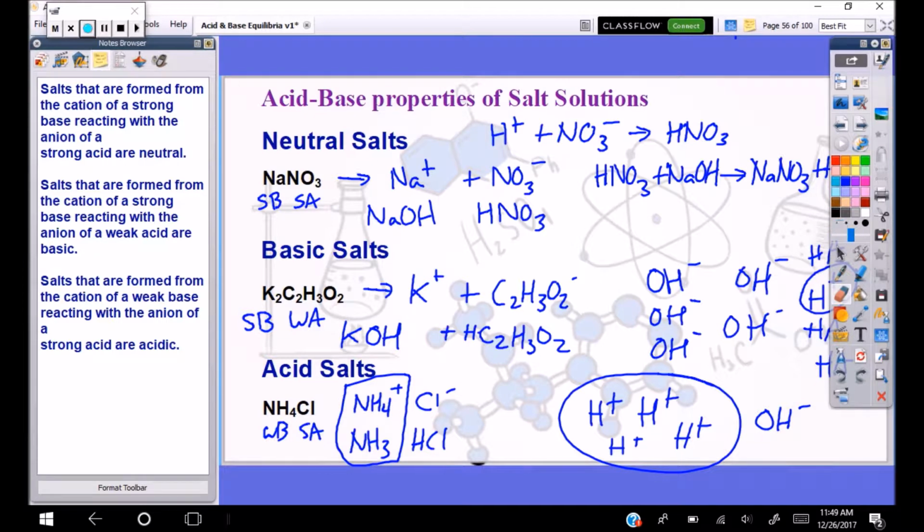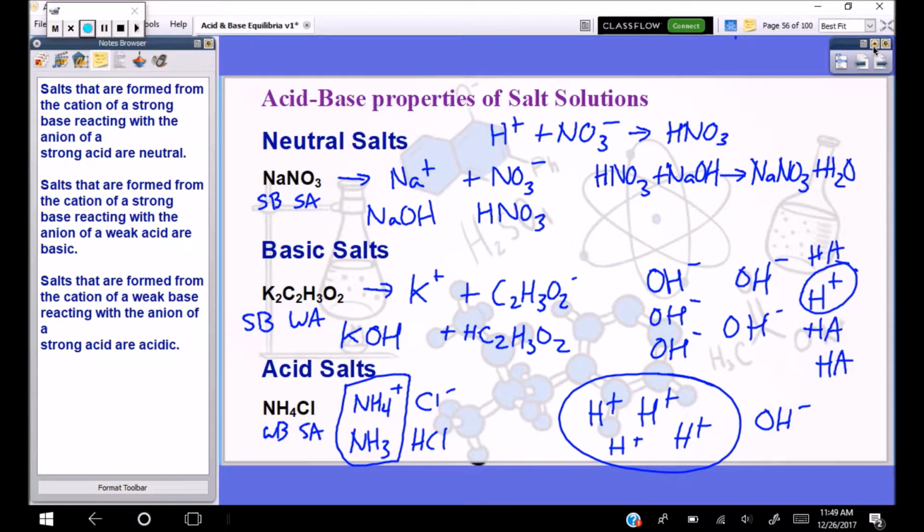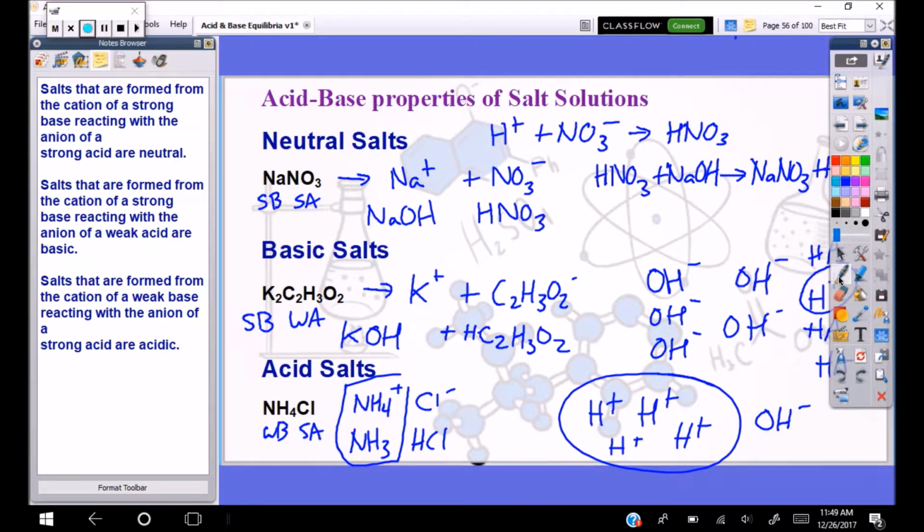If it's a base, we're throwing hydroxide on it in most cases. That'll certainly help us there. And actually, if you wanted to, you could even consider instead of NH4+ going to NH3, it could also be NH4OH, ammonium hydroxide. That's another possibility. But either way, you still have a weak base reacting with a strong acid.